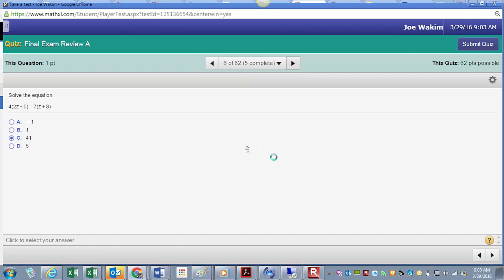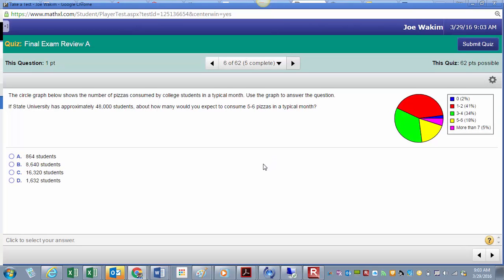Let's go to number 6. The circular graph below shows the number of pizzas consumed by college students in a typical month. Use the graph to answer the question. So notice the blue is 0.2%, the red is 41%, and they consume 3 to 4 pizzas, 34%, 5 to 6 pizzas, the yellow, 18%, and more than 7 pizzas is 5%, and that's this color violet here, or pink color. Anyway, if State University has approximately 48,000 students, about how many would you expect to consume 5 to 6 pizzas in a typical month?